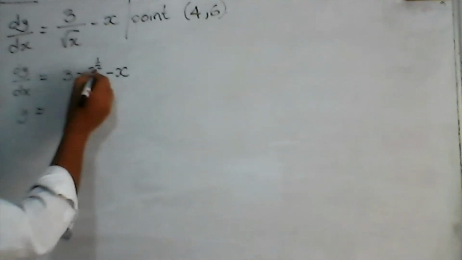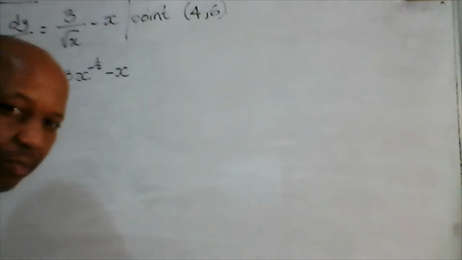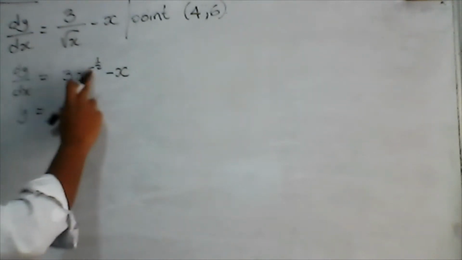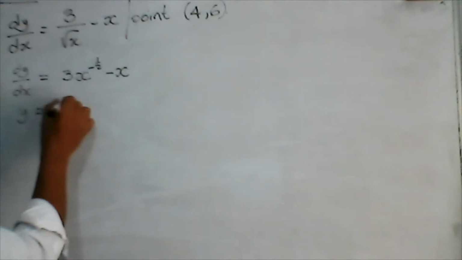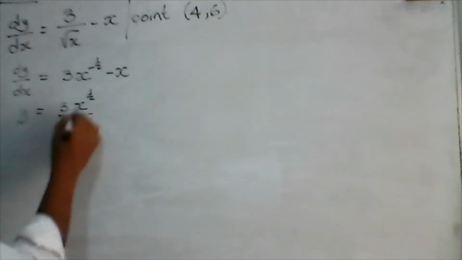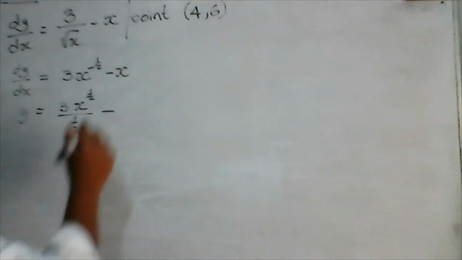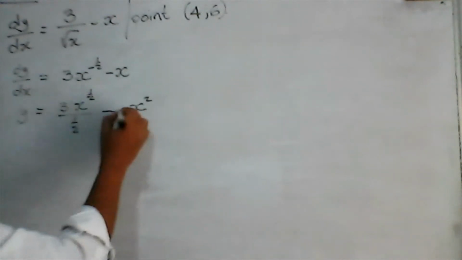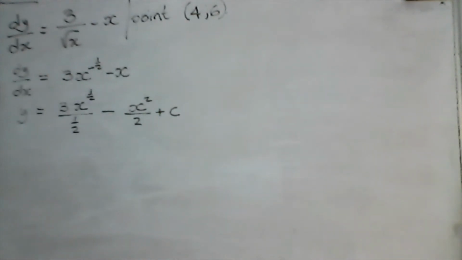When we integrate, remember the rule: add 1 to the power, divide by the new power. Add 1 to negative half, I get positive a half. So I have 3x to the power 1 over 2, divided by the new power, which is a half, minus, integrating x, I add 1 to the power, so I get x squared, divided by the new power, 2, plus an arbitrary constant c.